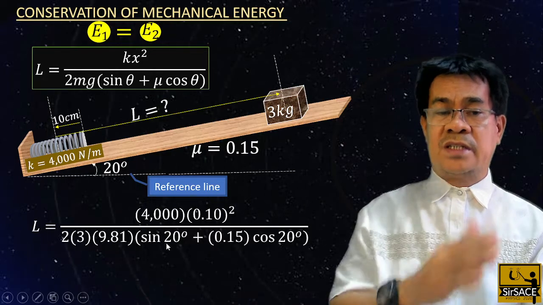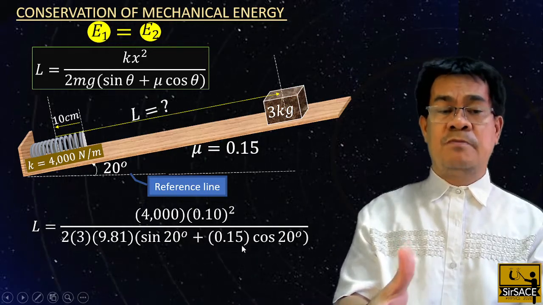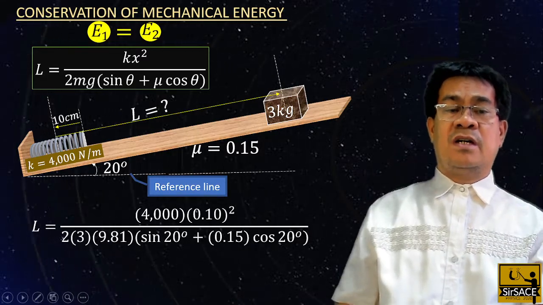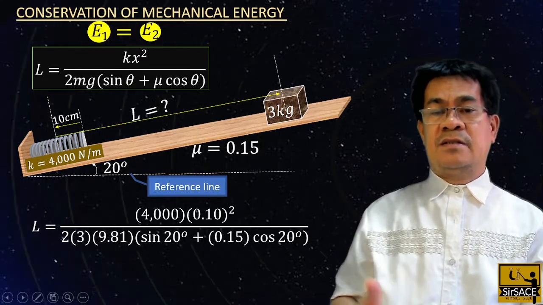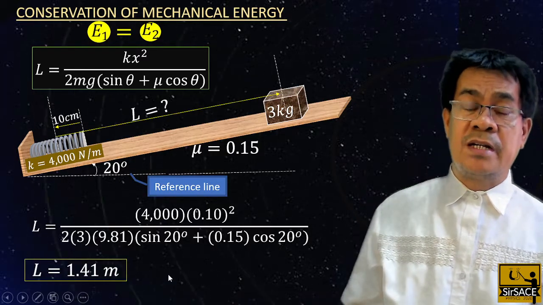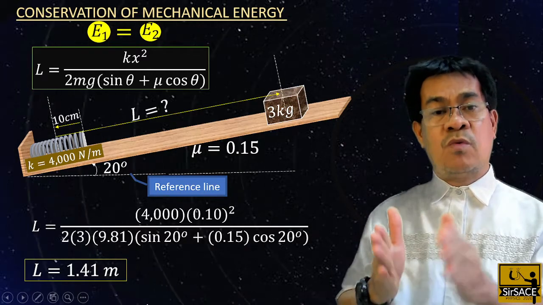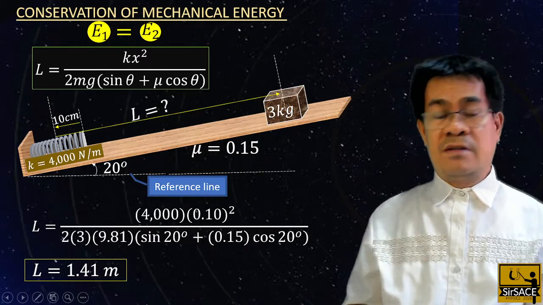Then take the sine of 20 degrees, plus the 0.15 coefficient of kinetic friction, multiplied with the cosine of 20. Simplify all of them, then calculate, and we have the value of 1.41 meters. Meaning, the particle will stop at a distance of 1.41 meters in that configuration.